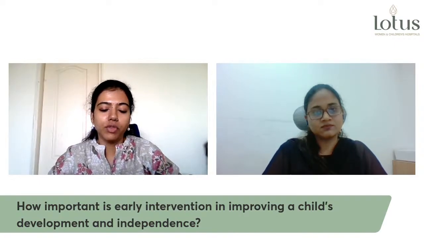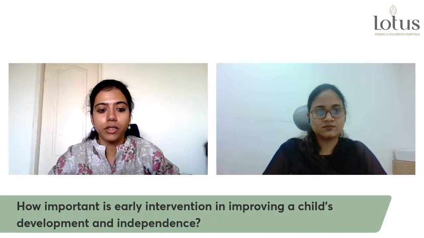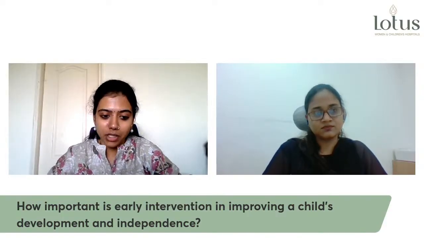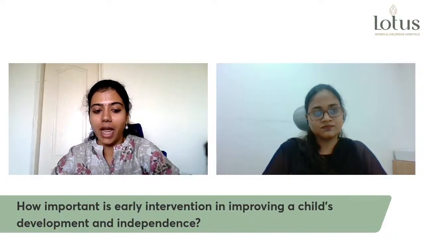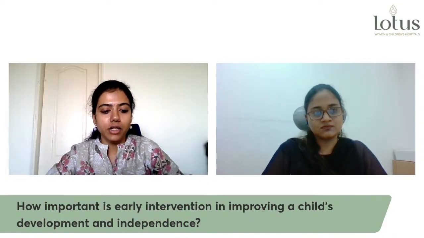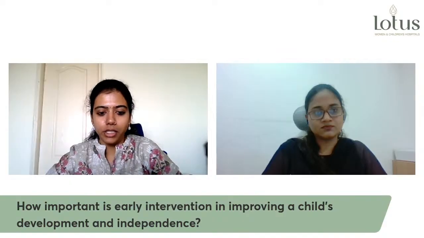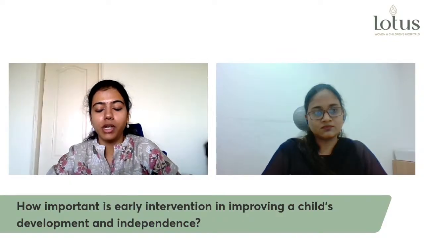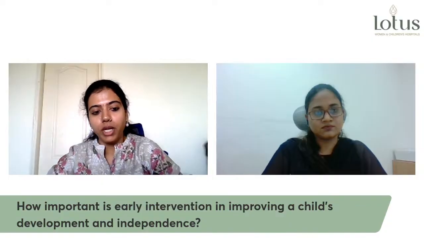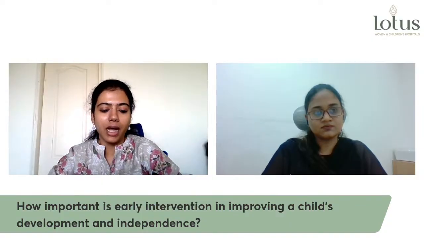That means whatever wiring has gone wrong during the developmental stage because of these conditions, there is a capacity for the brain to change and adapt based on the intervention that we provide to a child. That is the reason we always insist on early intervention and early support, because it makes a lot of difference in the development and learning of a child. It also helps the child to be independent. So start the intervention as early as possible.